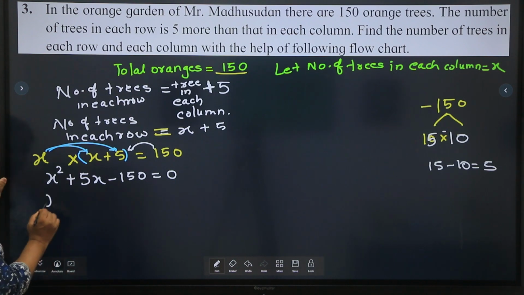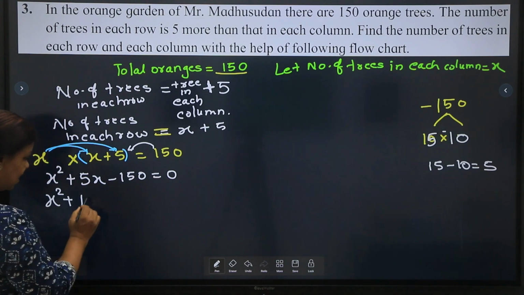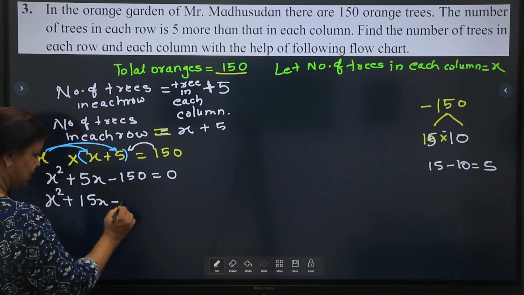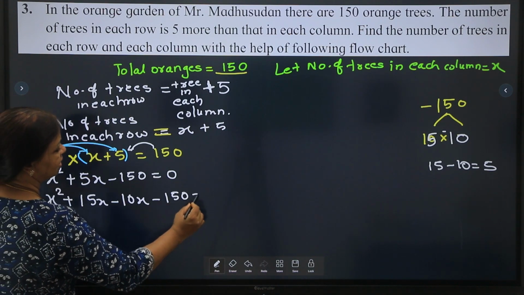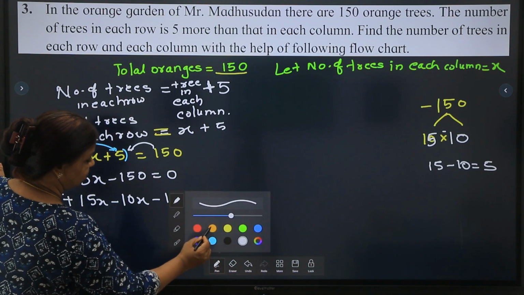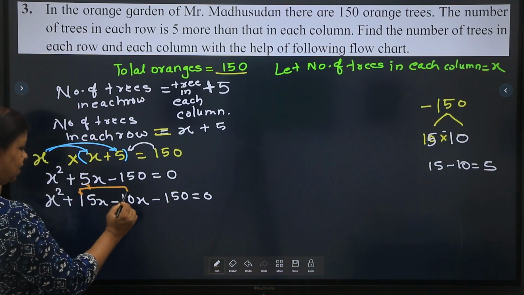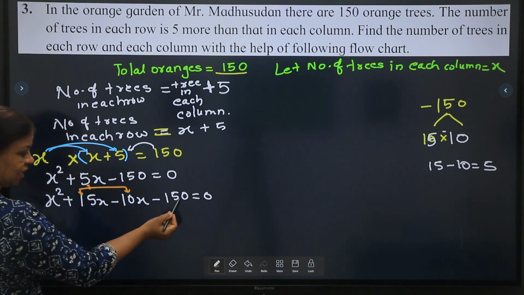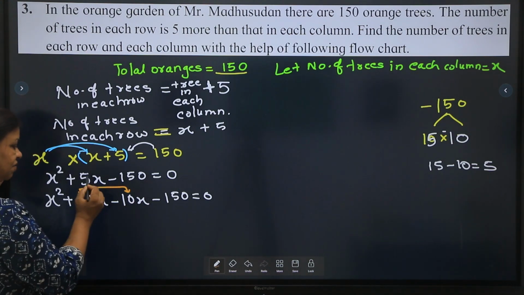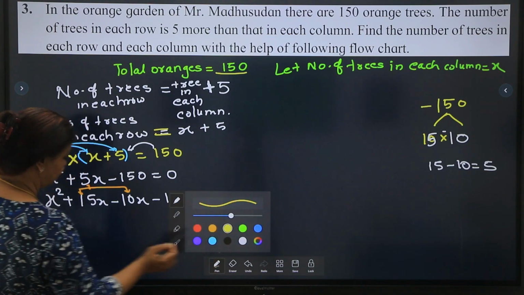So here we will be getting x square plus 15x minus 10x minus 150 is equal to 0. Children see, 5x is expanded in form of 15 minus 10. When we multiply these two terms, we get 150, and when we subtract, we get 5x. Okay. Now, we will be selecting the common term.